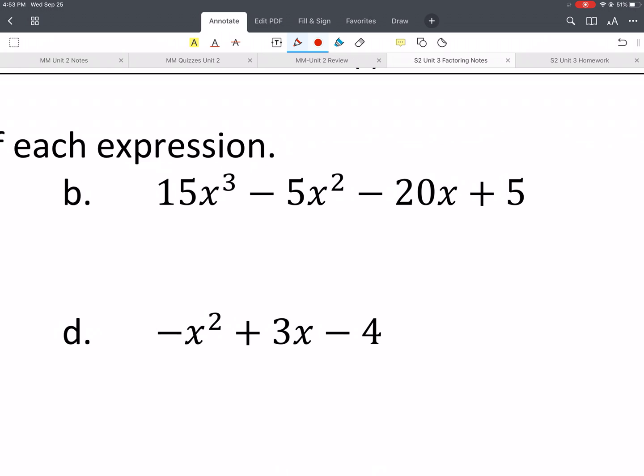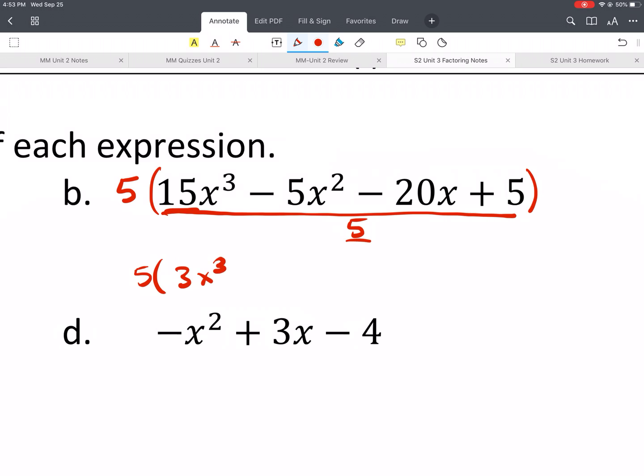Okay, looking at B, greatest common factor here would look at all four terms, and we'd say, well, it looks like we can divide all of those by 5. So here would be our greatest common factor of 5. But if we're going to multiply everything by 5, we also need to divide it by 5. So we'd have 5 times 15 divided by 5 gives us 3x to the third. Negative 5 divided by 5 gives us a negative 1.